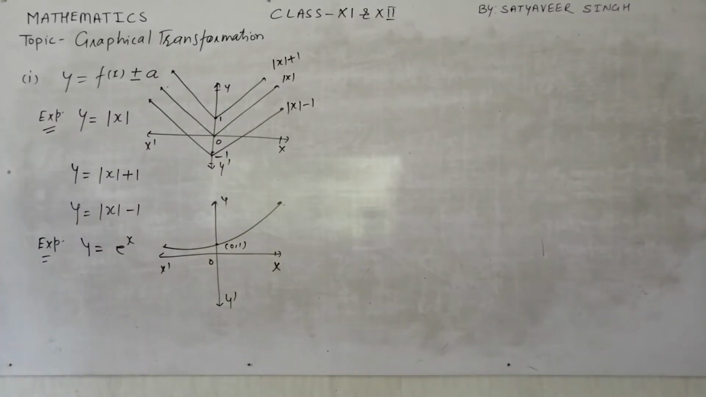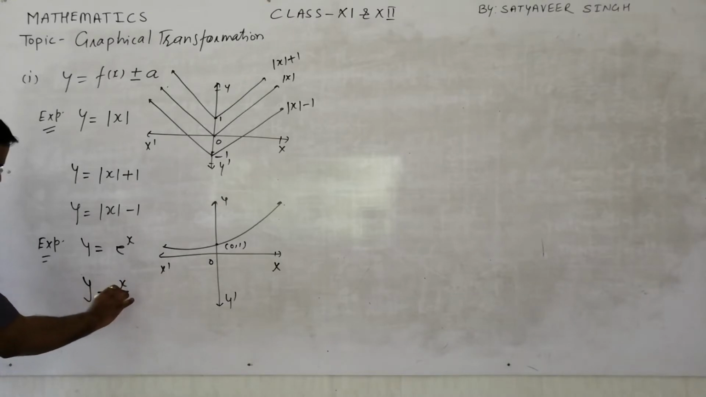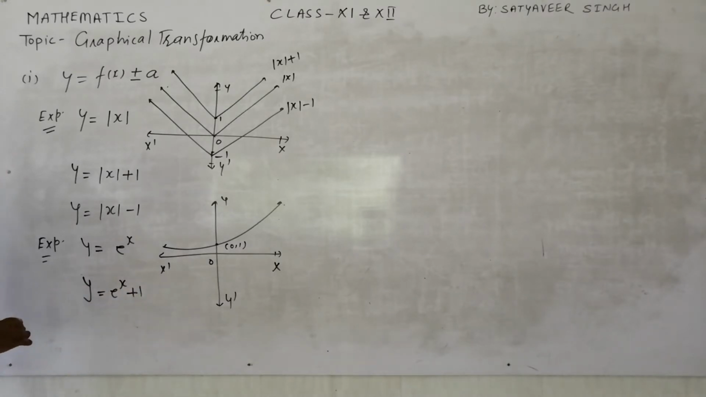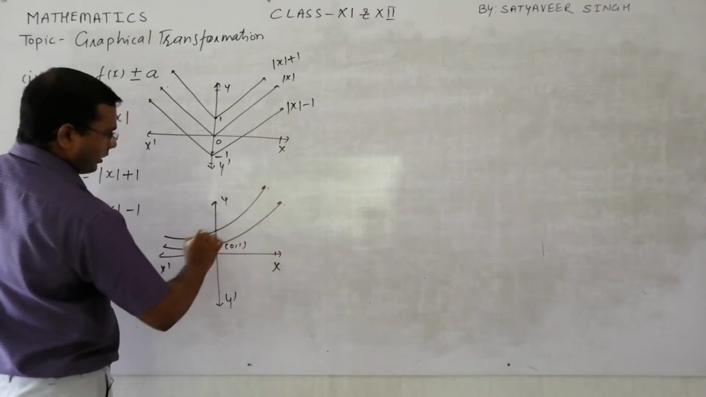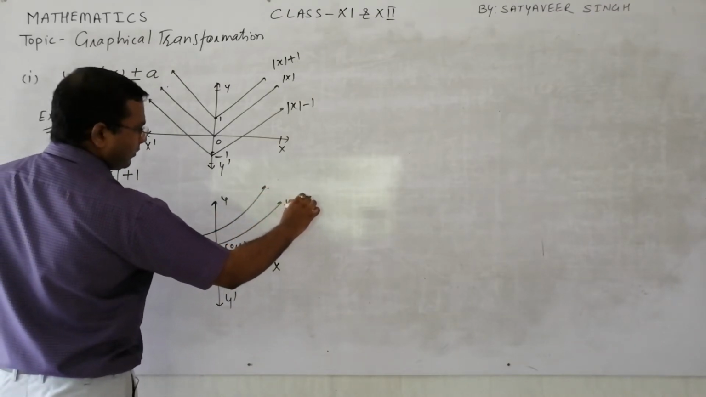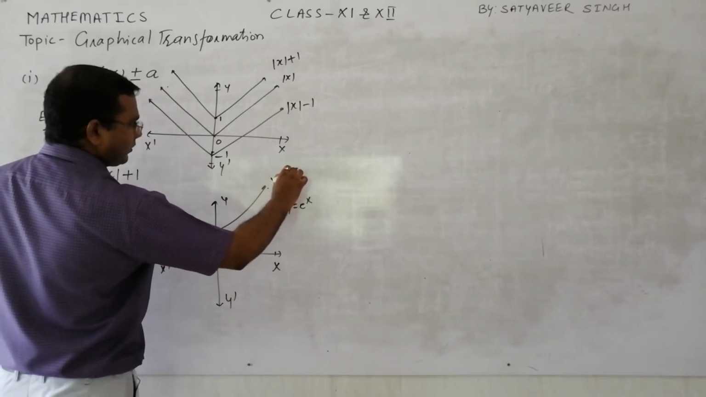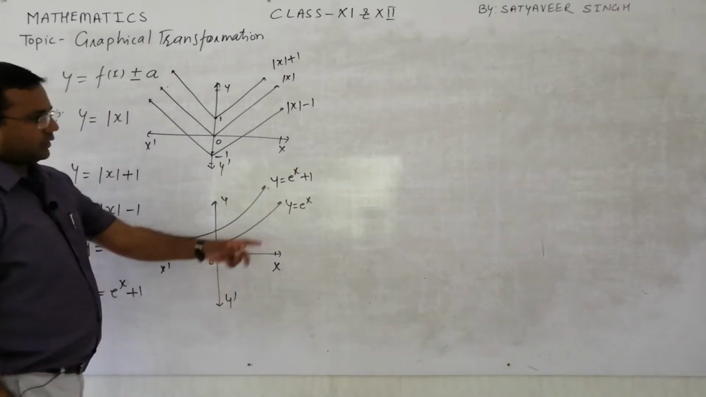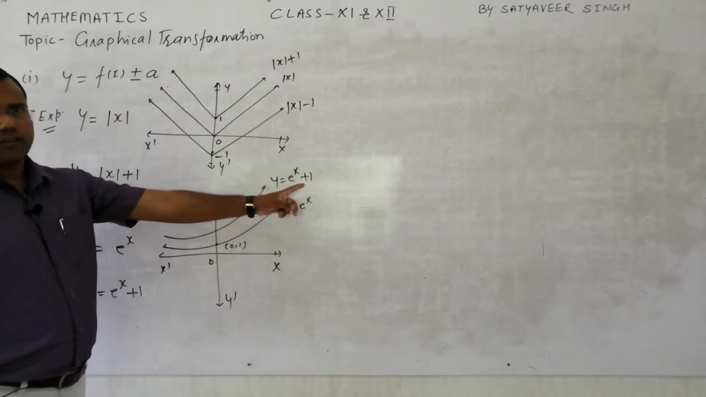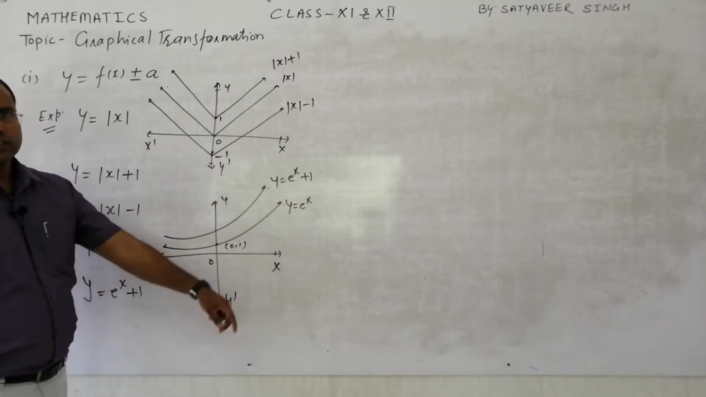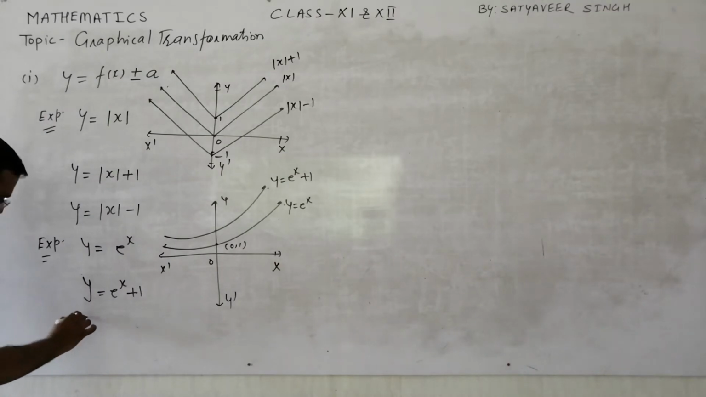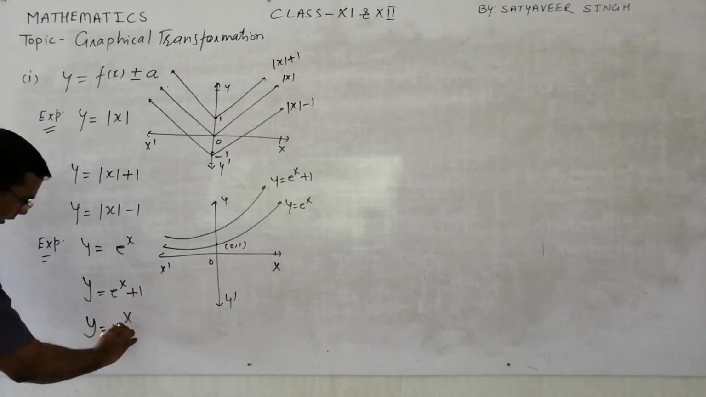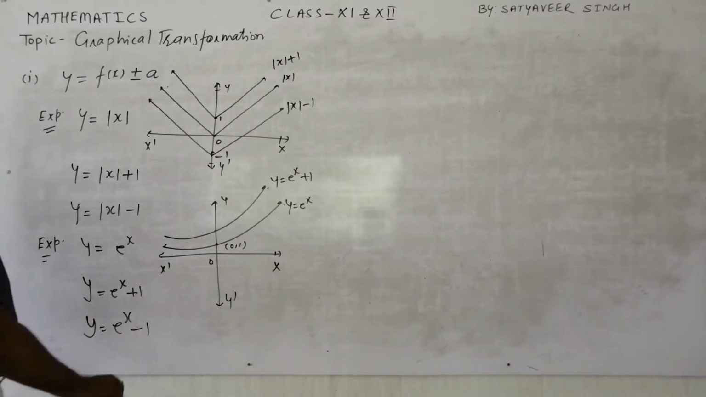If I write now y is equal to e raised to x plus 1, what happens now? It moves 1 unit up, this graph will go upward. So this is y is equal to e raised to x, and this is y is equal to e raised to x plus 1. This 1 we have added in the function, we have not added the 1 in x. Take care of this thing. And if we take y is equal to e raised to x minus 1, then what happens?